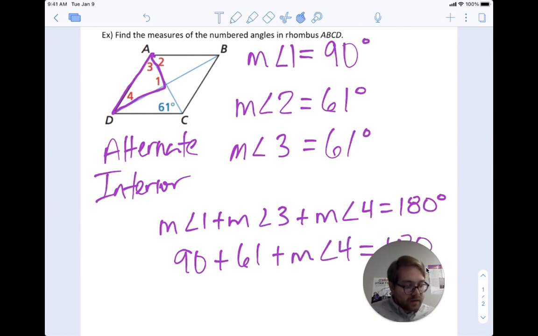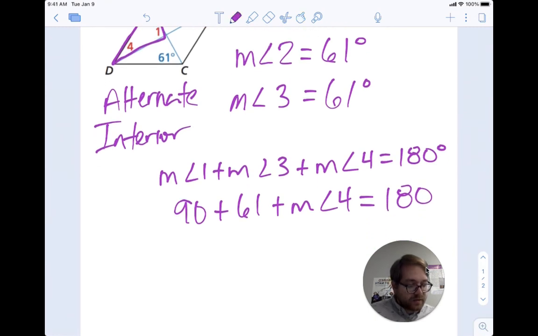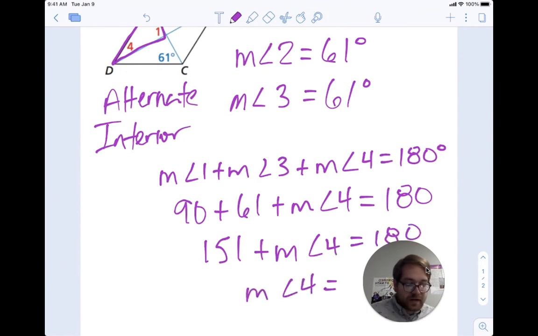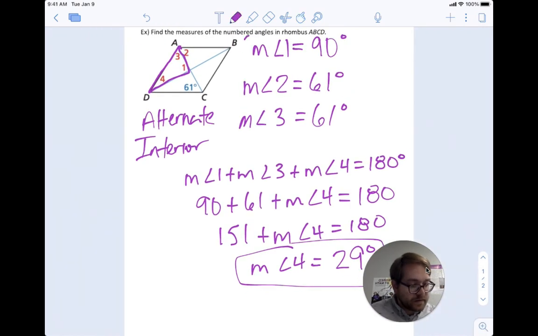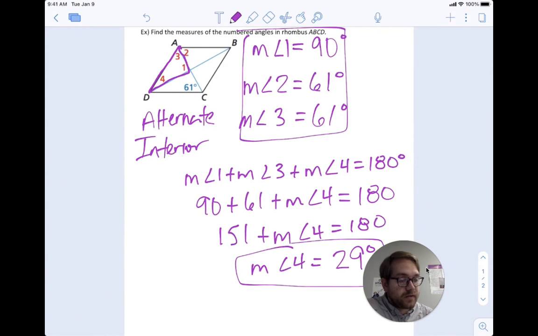So there I set up my equation, and I'm just going to solve from there. So 151 plus the measure of angle 4 is equal to 180. The measure of angle 4, if I subtract 151 from both sides, I get 29. So the measure of angle 4 is 29 degrees. So these are all of the answers here. The measure of angle 1 is 90, 2 is 61, 3 is 61, and the measure of angle 4 is 29 degrees.